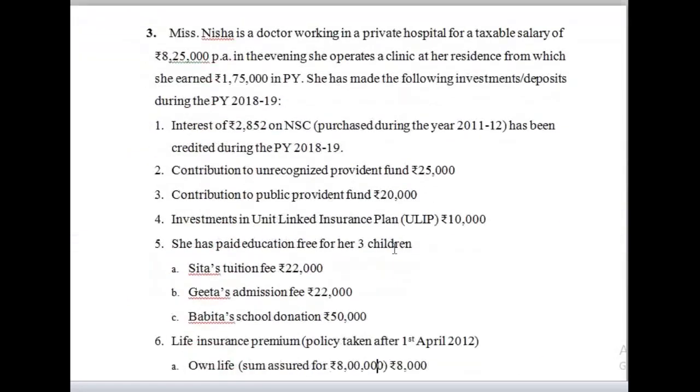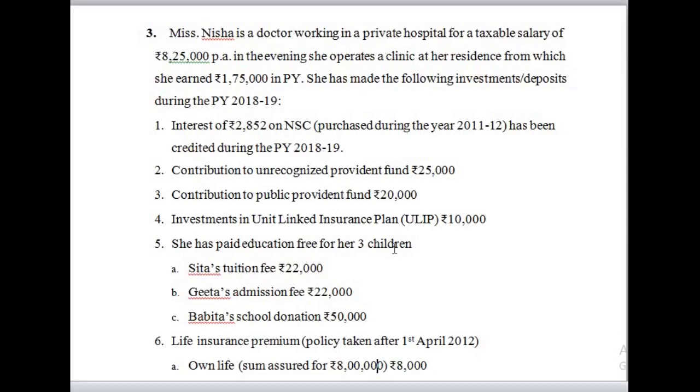In the next illustration, Miss Nisha is a doctor working in a private hospital for a taxable salary of rupees 8,25,000 per annum. So it is nothing but income from salary. In the evening, she operates a clinic at her residence from which she earned rupees 1,75,000 in the previous year. It is income from profession.